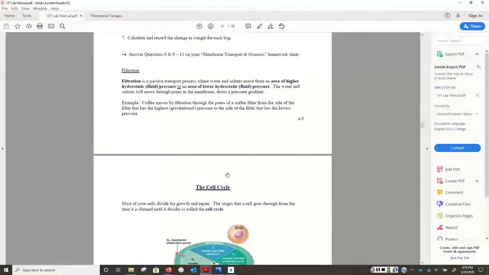Moving on, the next type is filtration. Filtration is passive transport, but it's both water and solutes that are moving across a membrane. But here it's something different that's causing them to move. Here it's hydrostatic pressure that's causing them to move. So it's pressure of the liquid, of the solution against a membrane, and it is just pushing its way through. So it's moving from higher hydrostatic pressure to lower hydrostatic pressure. And the water and the solutes that are dissolved in it both cross the membrane.